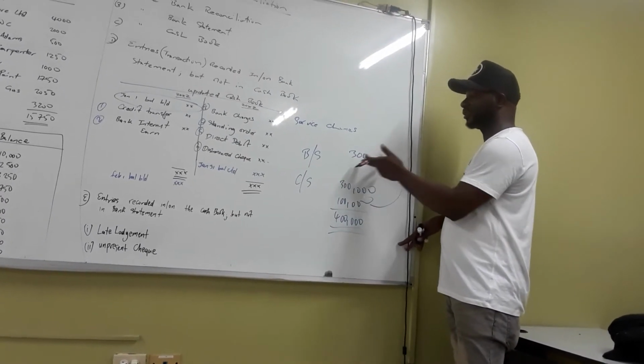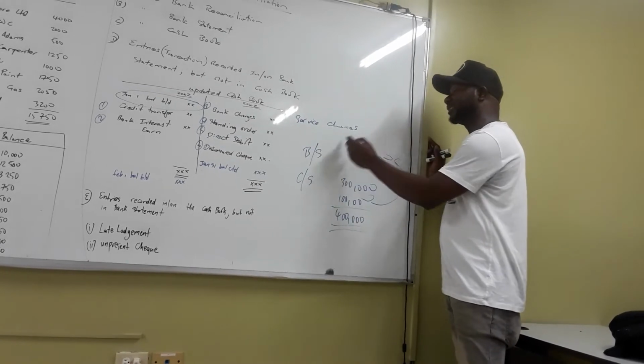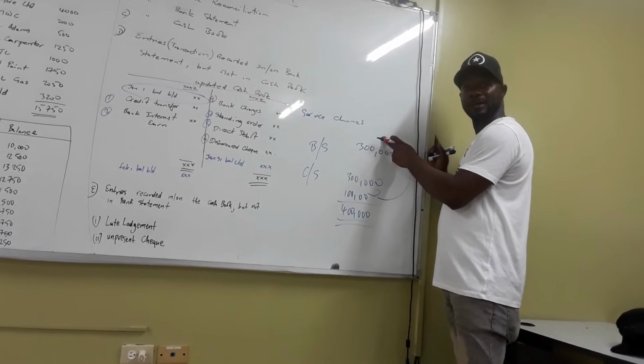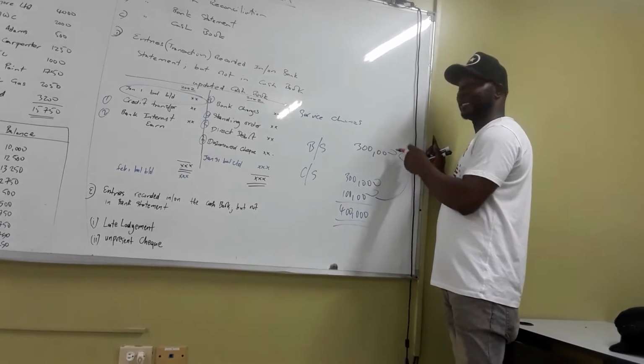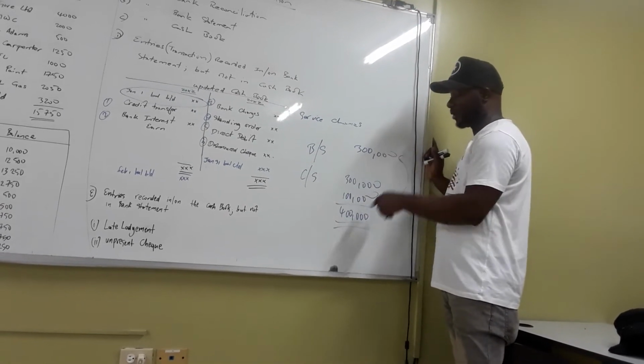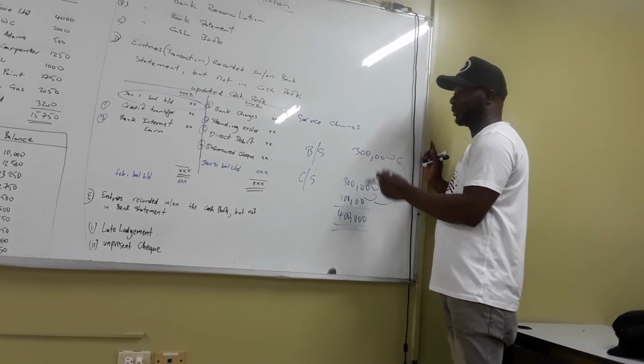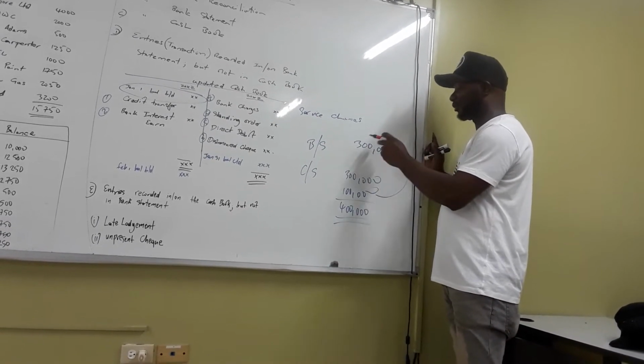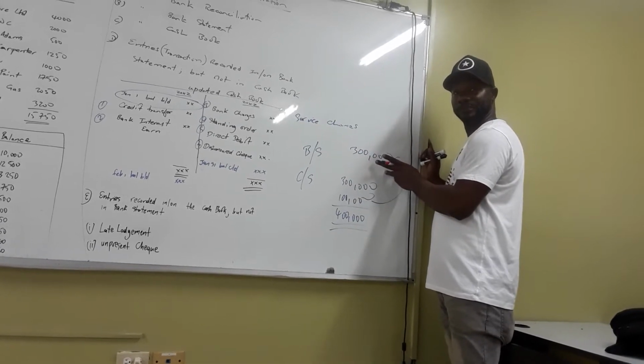If this $100,000 is not sent to the bank, the bank statement is still going to say that you have $300,000. So whereby your cash book is saying that you have $400,000, your bank statement will still say that you have $300,000 until they would have received that $100,000.